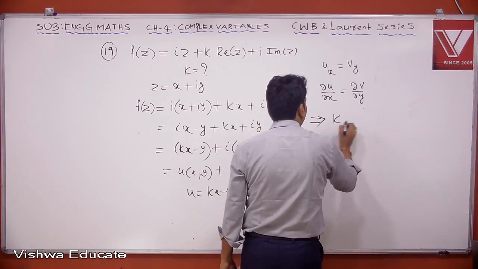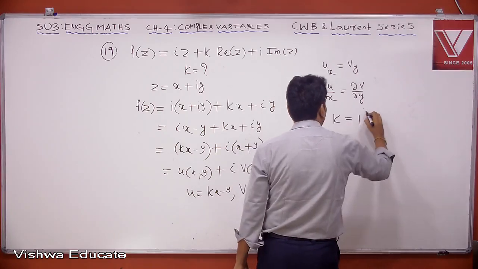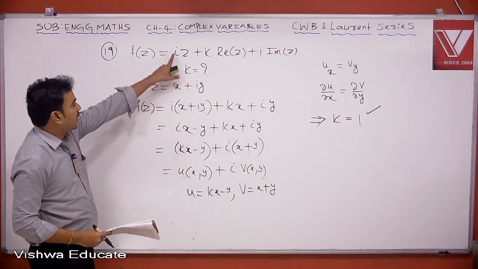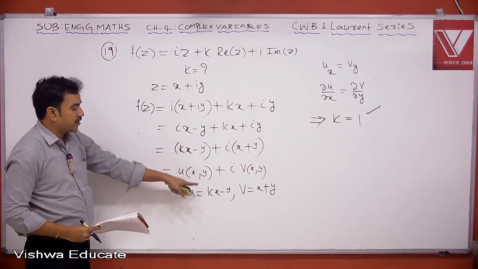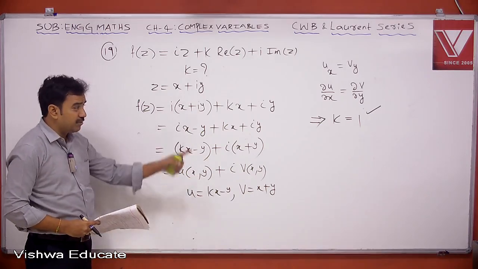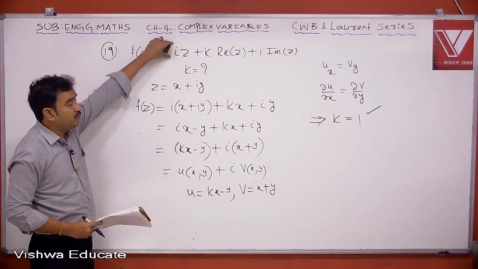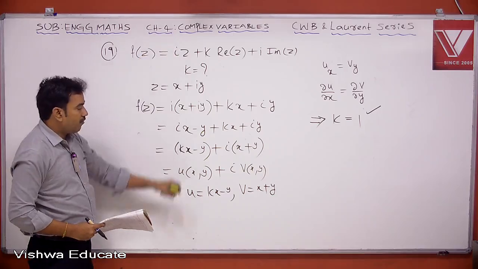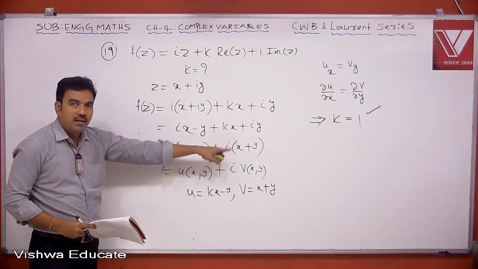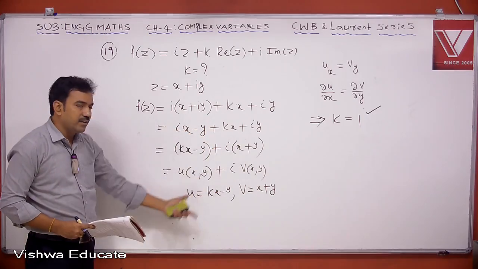Del u by del y is 1. Therefore, the value of k is 1. Directly, if you write this function in the form of u of x comma y plus i into v of x comma y and apply CR equations, you will get k value 1. The only thing is you need to express this function in the form u of x comma y plus i into v of x comma y, and then use any one of the CR equations, you will get the k value.